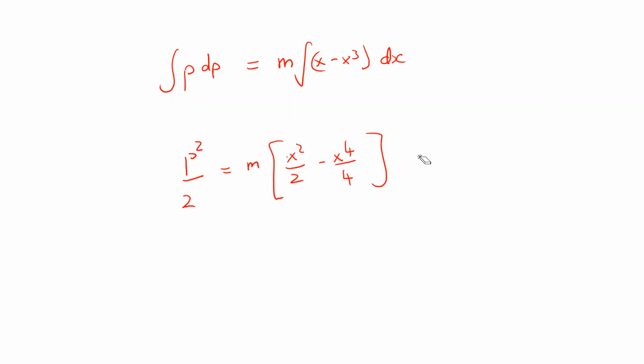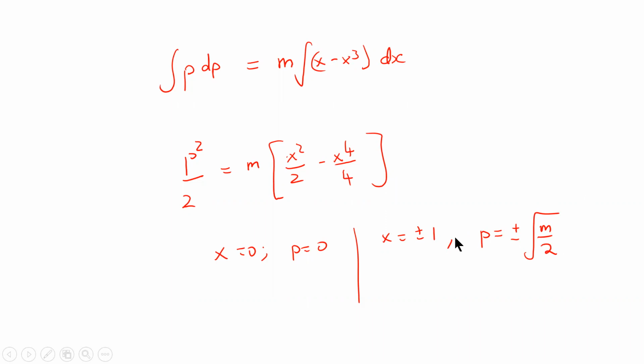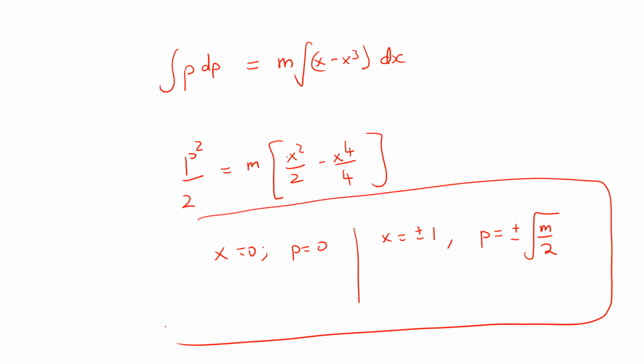So now what you have is at x equal to 0, p is equal to 0, and at x equal to plus or minus 1, p is equal to plus or minus m by 2. So we see that the momentum is taking a constant value at plus or minus 1. Therefore, from this information we can plot out the phase space trajectory.